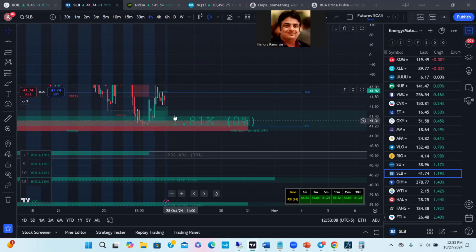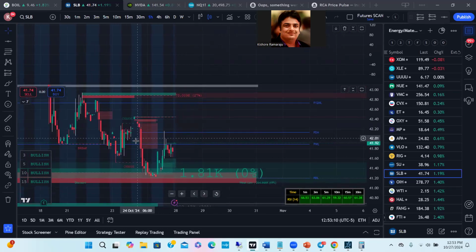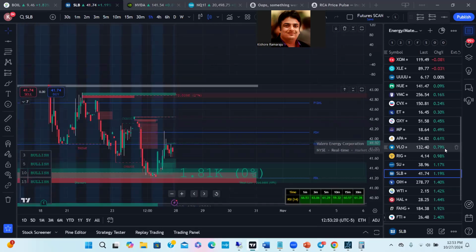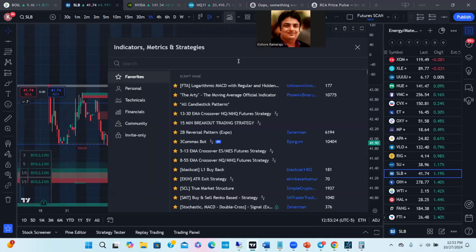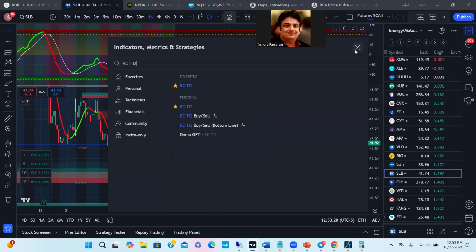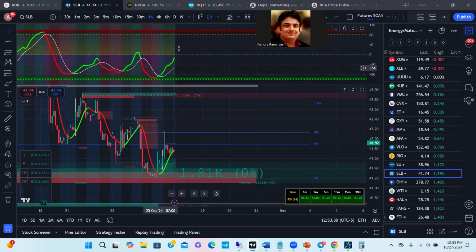Slumber 232,000, 1.8, 1,000. It will go all the way to 42.86. Everything is green. Everything is green. So you see, right? It came to the bottom. It is bullish. We go all the way to the top.